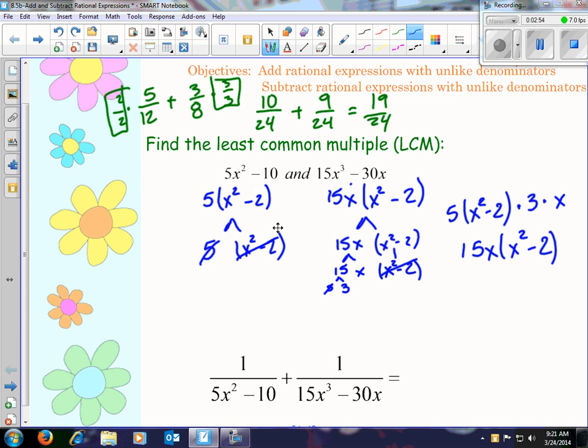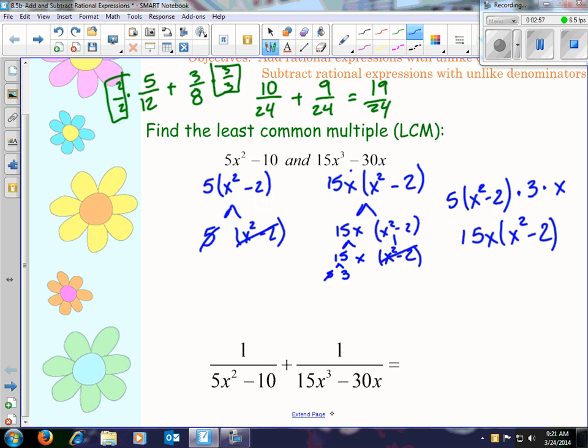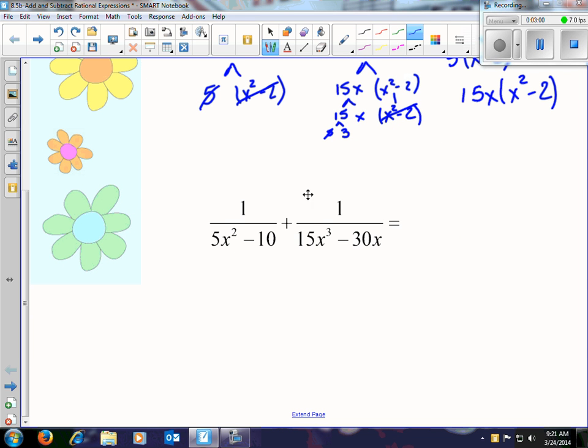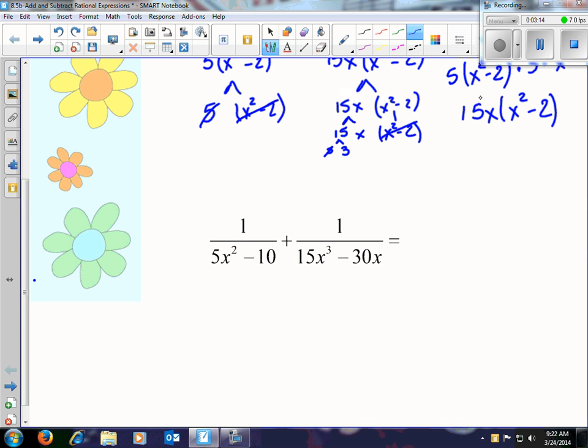So now I'm going to use this information and solve this equation over here. So my common multiple is 15x times x squared minus 2. The real goal is for me to figure out what I need to multiply the top by in order to get this. Now, if I were to distribute this, it would be 15x times x squared, which is 15x cubed, and then 15x times negative 2, which is negative 30x. That is this thing. Now, how do I make my 15x cubed into 5x squared and negative 30x into 10?